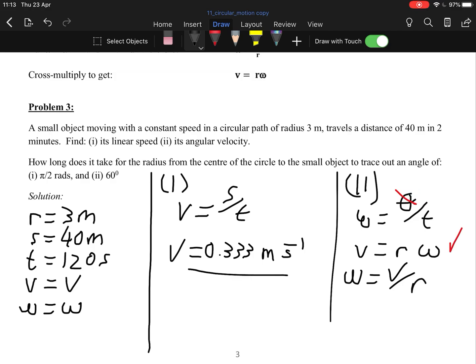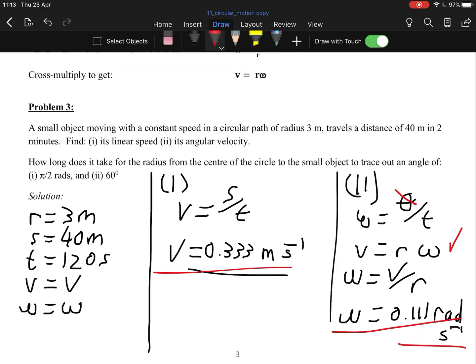So therefore, omega equals V over R. V we said was 0.333, R is 3, so omega is going to be 0.111 radians per second to the minus 1. There you go. Okay? So in that one, there were two options, omega equals theta over t, or V equals R times omega. So we had to go with the second one. Why? In the first we're missing two values, omega and theta. Here we're only missing one, which is omega. Always pick the equation with one missing value.